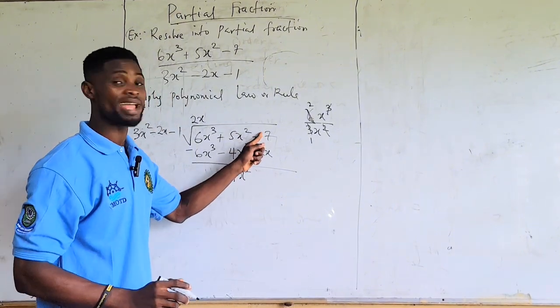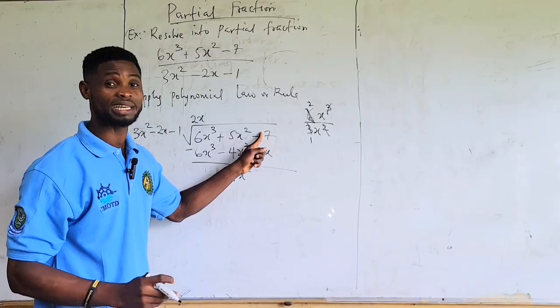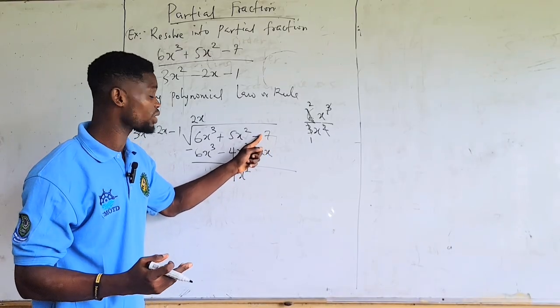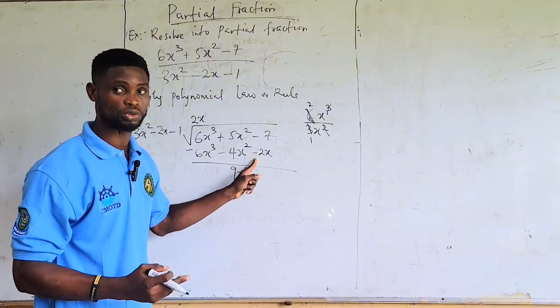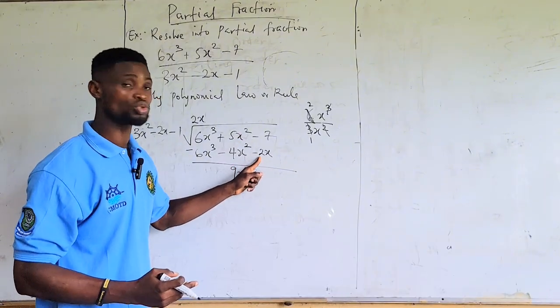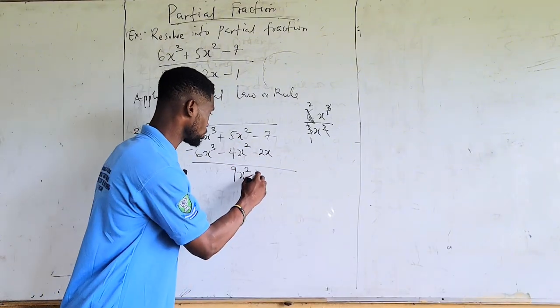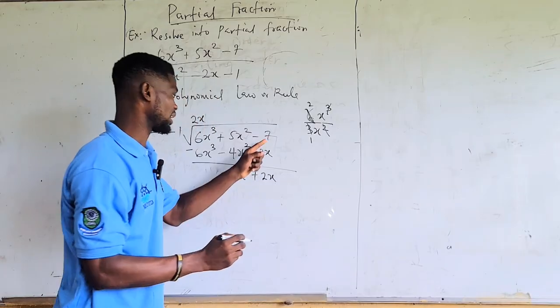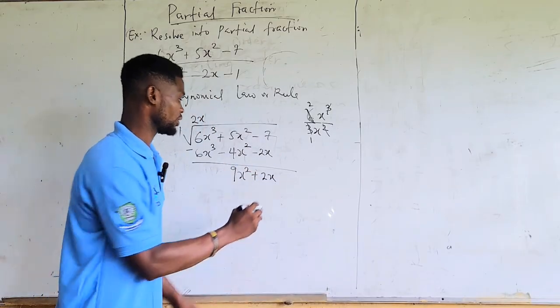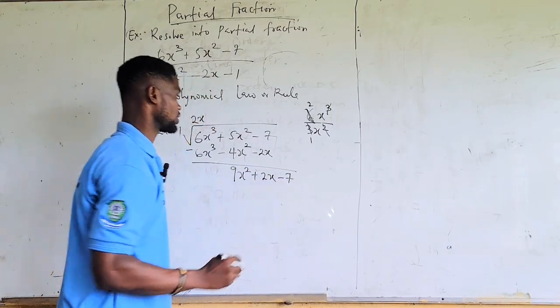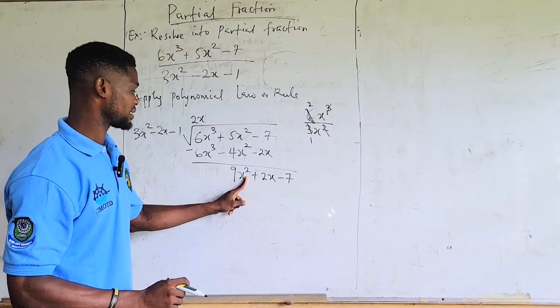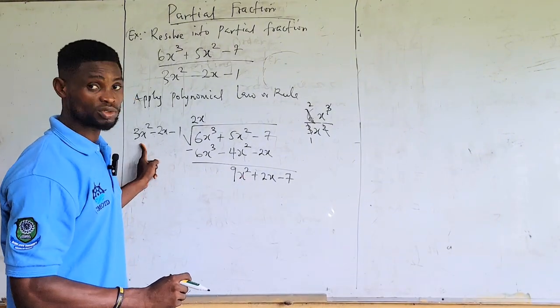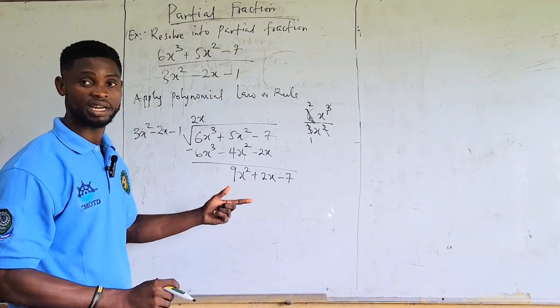There is no x here, but automatically we can call it 0x. So we have 0x here. So 0x minus minus 2x, minus minus is plus, so 0 plus 2 will give you plus 2x. And minus 7 minus 0 will give you minus 7. So we have 9x square, and we have 3x square. So we can still divide.